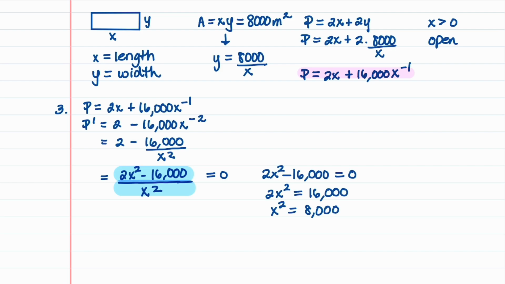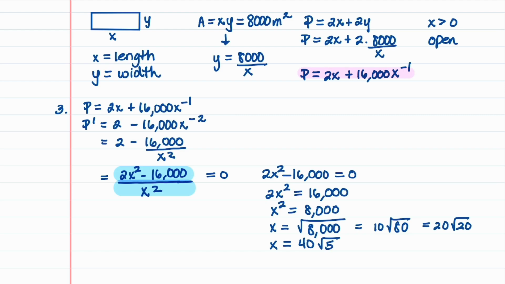Now we're going to take the square root. x is the square root of 8,000. We can pull out 100 from this, and the square root of 100 is 10, so we can write this as 10 times the square root of 80. And then let's think, 4 goes into 80, so we can pull out a 2. So this is 20 times the square root of 20. And then the square root of 20 is 4 times 5, and we can pull out another 2. So our x is going to be 20 times 2, which is 40, times the square root of 5.